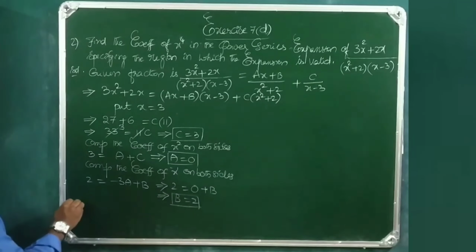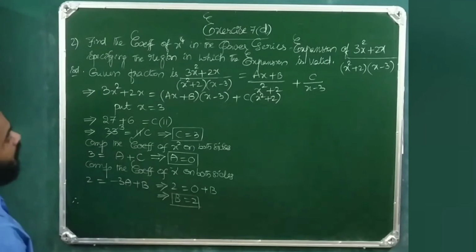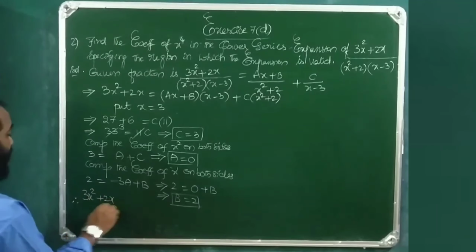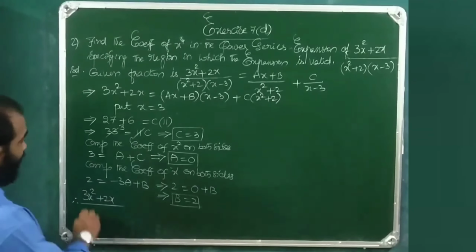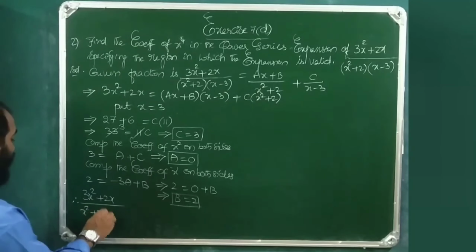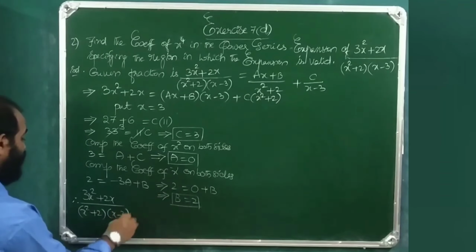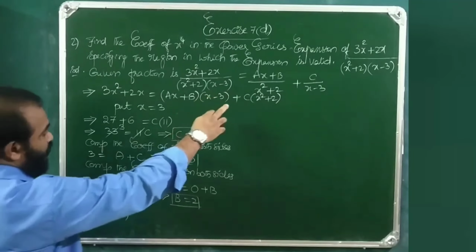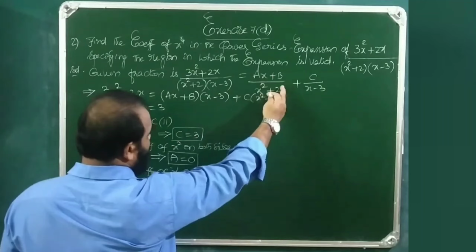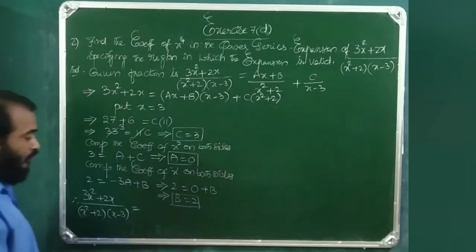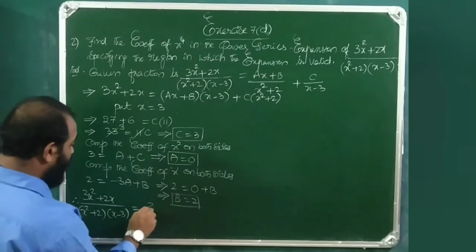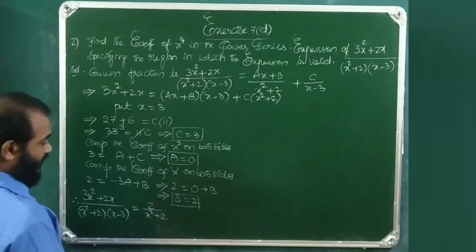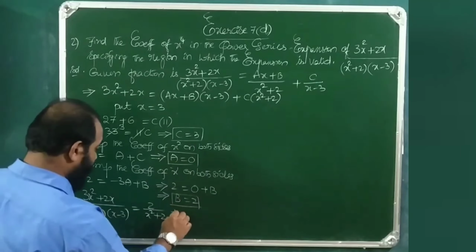Therefore, 3x square plus 2x by x square plus 2 into x minus 3 is equal to ax plus b. So a is 0. So we are left with b by x square plus 2. B value is 2 by x square plus 2. C value is equal to 3, 3 by x minus 3.